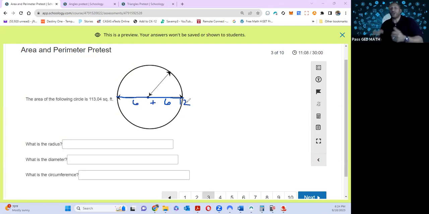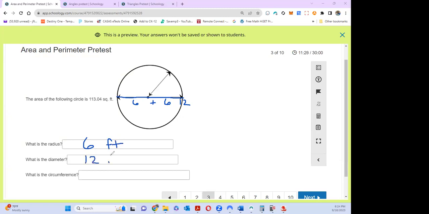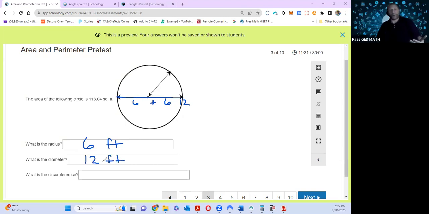So you should know that from now on, you should know the relationship between the diameter and the radius. The diameter is always twice as big as the radius, or the radius is half the diameter. But since we know the radius, we're going to go with that. So if the radius is 6, what's the diameter? 12. Now, the third part of this is, what's the circumference?